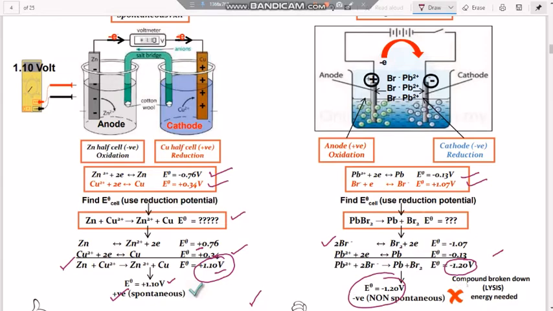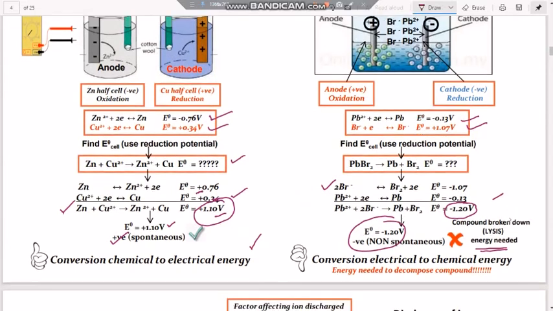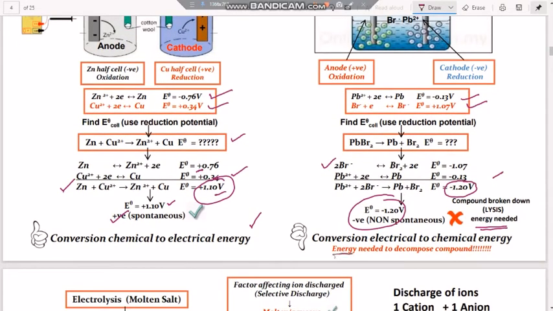So a compound being broken down is called lysis. Energy is needed to break the bonds of whatever compound is there. Lead bromide into lead and bromine requires energy, and requiring energy means definitely it is a non-spontaneous process. So energy is needed to decompose the compound.